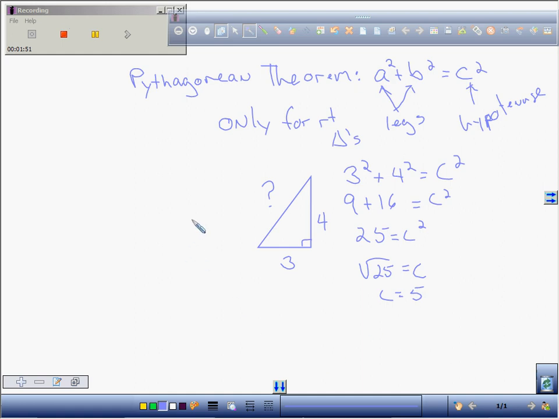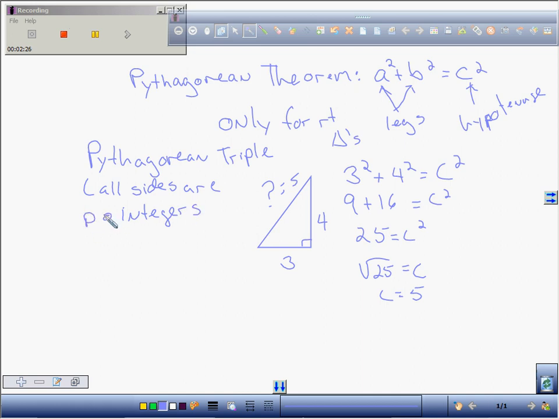Questions about that? And when it comes out where these are all nice, neat numbers like that, that's called a Pythagorean triple. Okay? Pythagorean triple, when they all come out nice and neat. All sides are integers, whole positive integers.